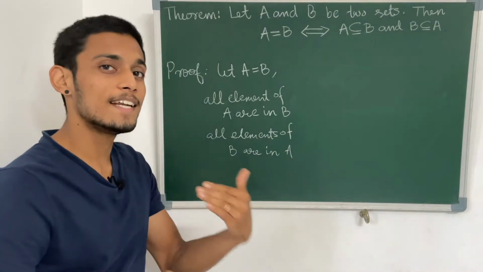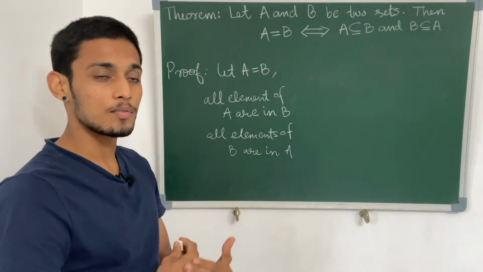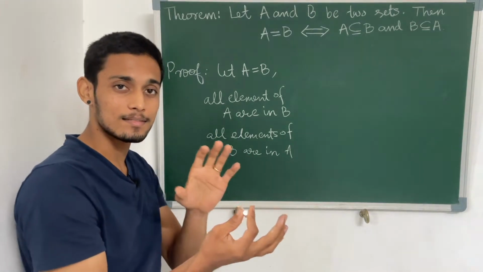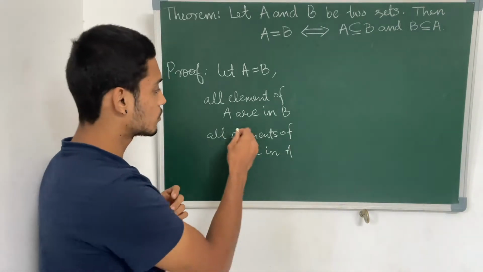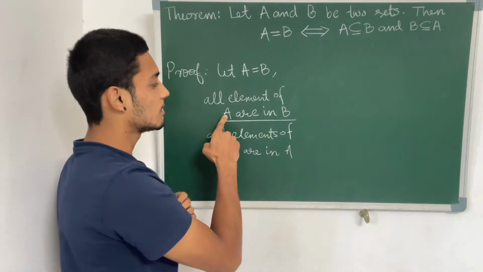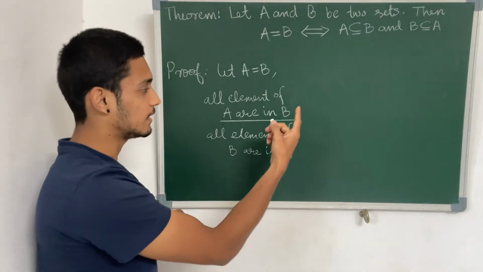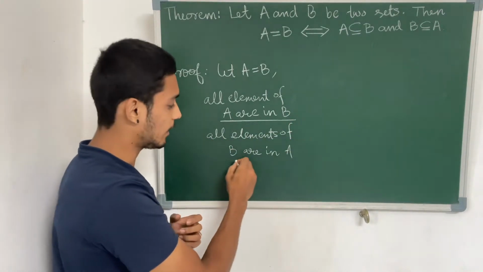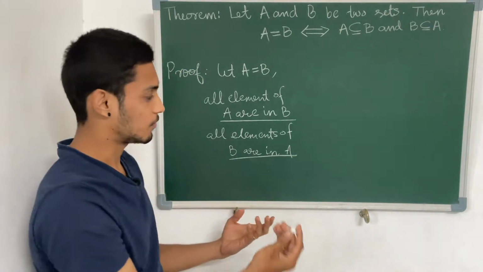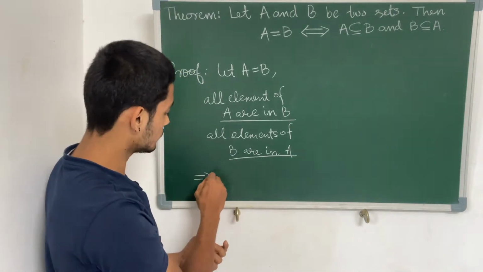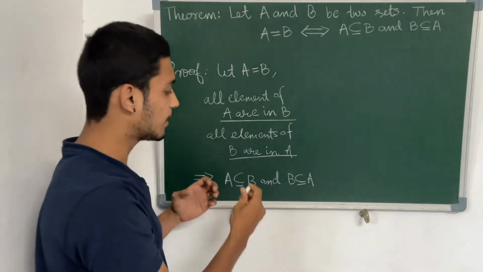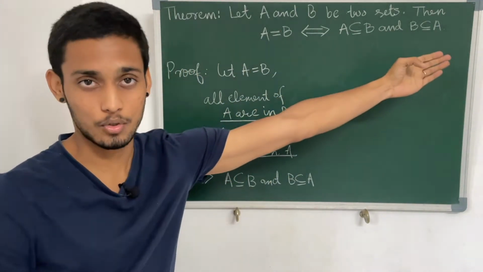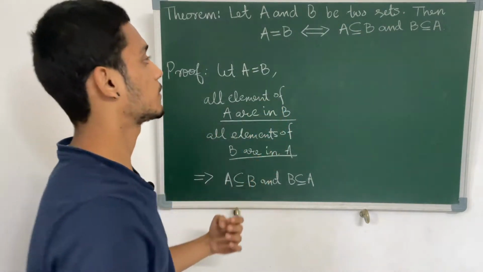So what is the definition of subsets? We say that the set A is contained in B, meaning that A is a subset of B. So this statement is exactly the same. All the elements of A are in B, that is A is a subset of B. In the same way, all elements of B are in A, that is B is a subset of A. So from this we simply get the first result, that is if these two sets are equal, then this side is true. Now let us see the other way around.